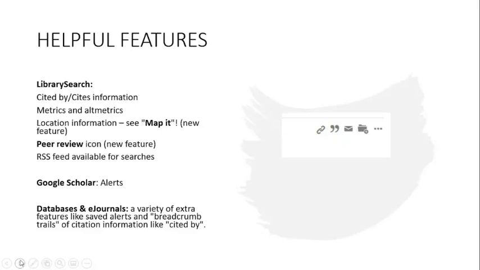And in terms of helpful features within Google Scholar, I love the fact that if you get a good search result and it's highly relevant, you can immediately set up an alert. So you get email alerts from Google Scholar anytime new information is added to Google Scholar. And across the board, databases and e-journals have a variety of different features. Some will offer you the ability to save your search as an alert. Some will give you breadcrumb trails of citation information, like cited by, and some will give you table of contents alerts, which can be a very handy feature to have.